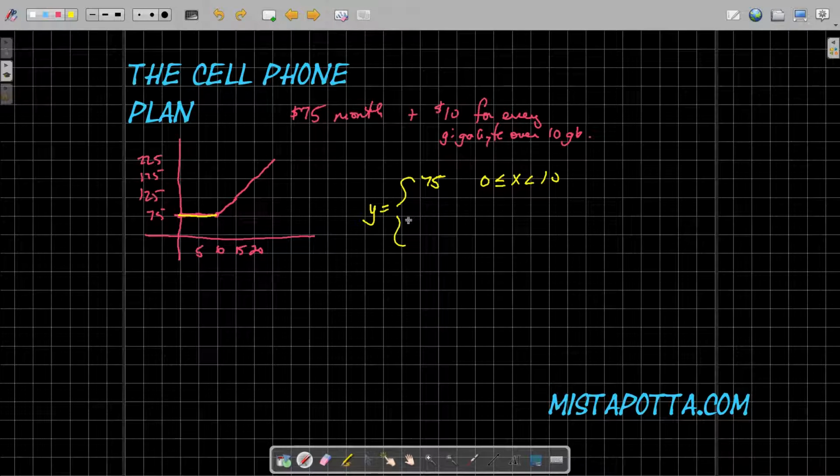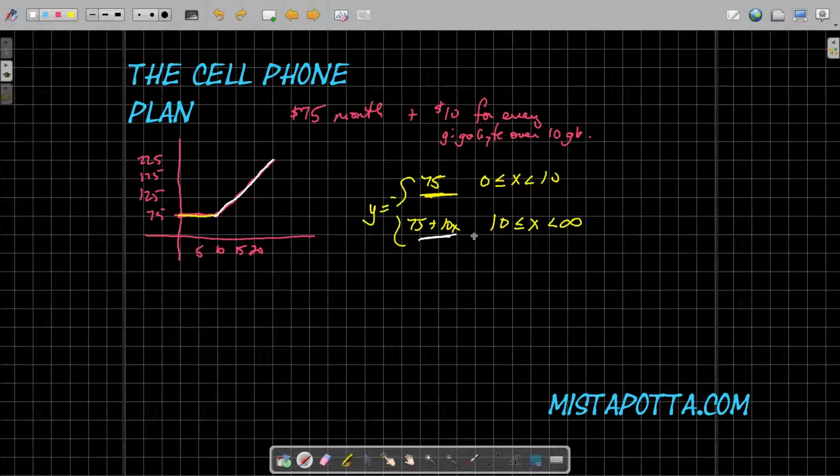And I can say that it's equal to 75 plus 10x for 10 less than or equal to x less than infinity. So I'm really looking at this and saying, okay, well, here's my piecewise function. I've got the yellow part here, and then I've got this part that I'll do in white, which is when I've reached my limit and I'm actually being charged on a per gigabyte basis.